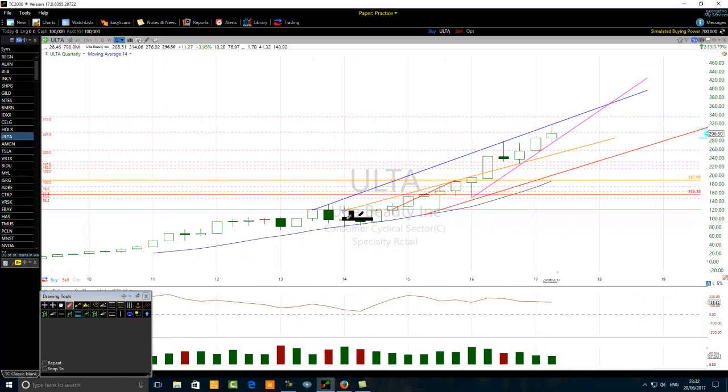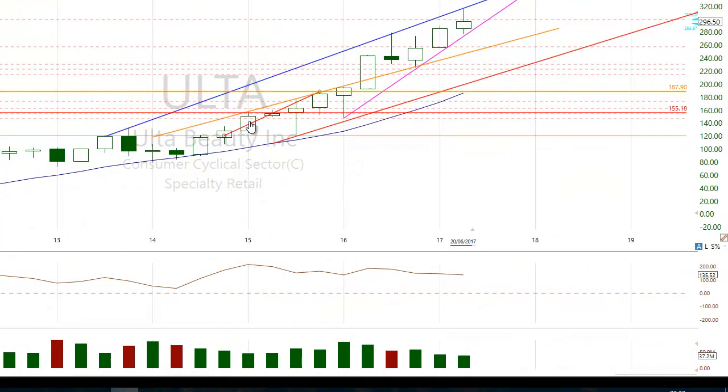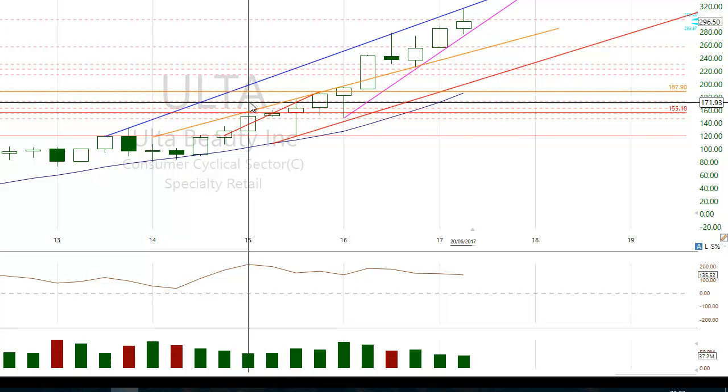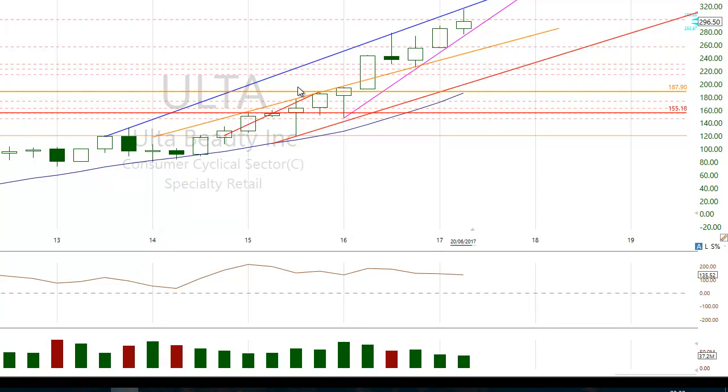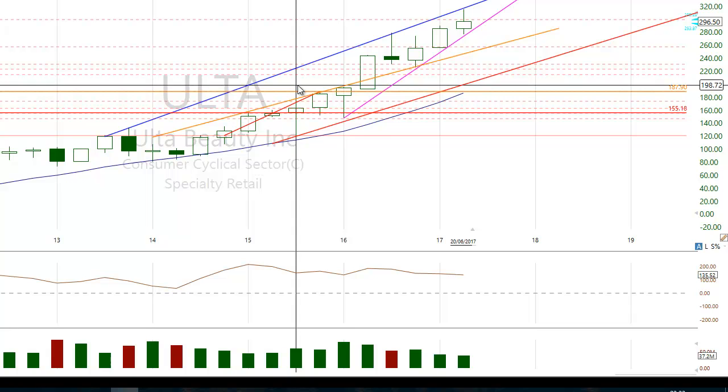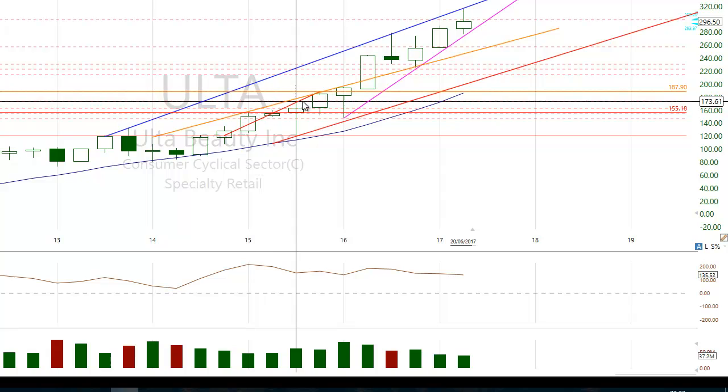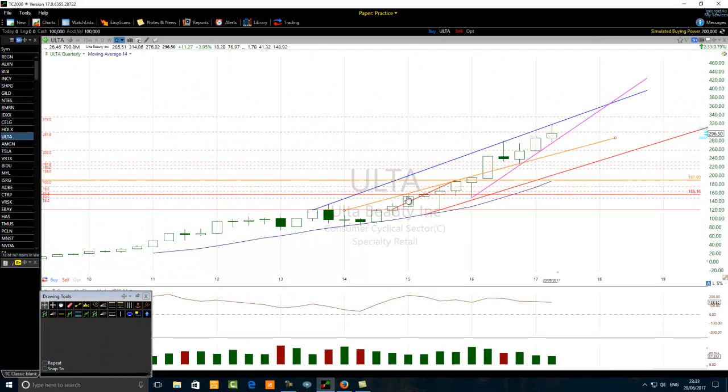Now I have drawn again the orange trend line. Okay, how did I draw the orange trend line? All I did, I connected the high. Look at this high here, the high of March 2015, to the high of September 2015. So March 2015 to September 2015, connect those highs, and I have my orange line on my chart.